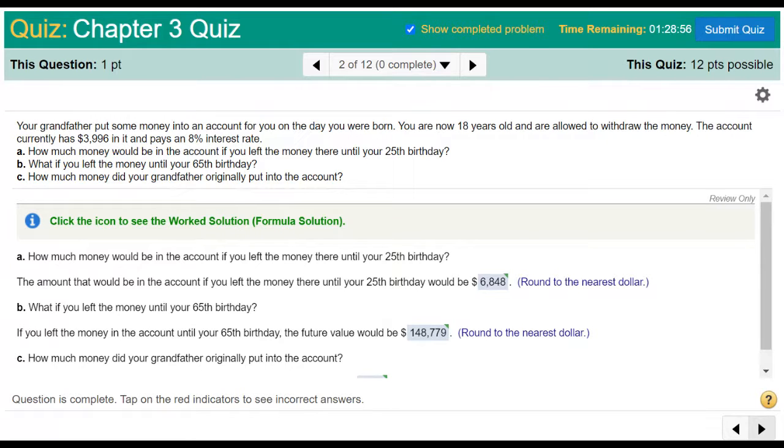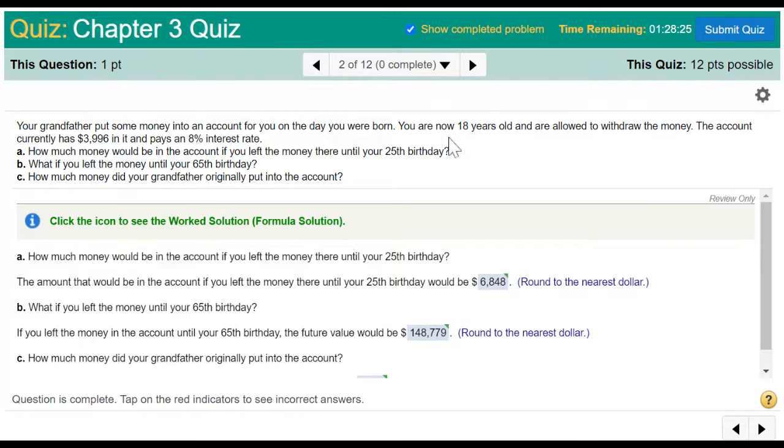N equals 7, IY equals 8, payment is 0. Present value is 3,996, and then compute for future value. You come out to 6,848.